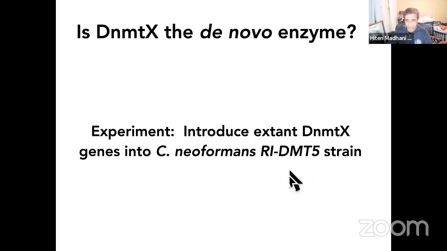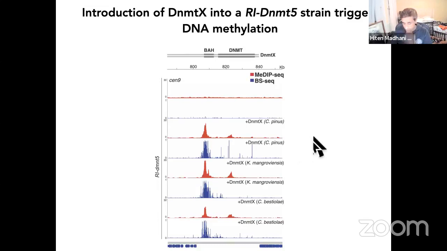strain. So this strain, again, can maintain DNA methylation, but it can't generate it de novo, at least not efficiently. And so we cloned and overexpressed DNMTX from 3 different species into this strain, and we asked whether we saw de novo DNA methylation. And so the results of this are shown here. This is data for centromere 9. The parental strain is here, and we use 2 different methods to look at DNA methylation. And you can see that there's no methylation at the centromere in the parental reintroduced strain.